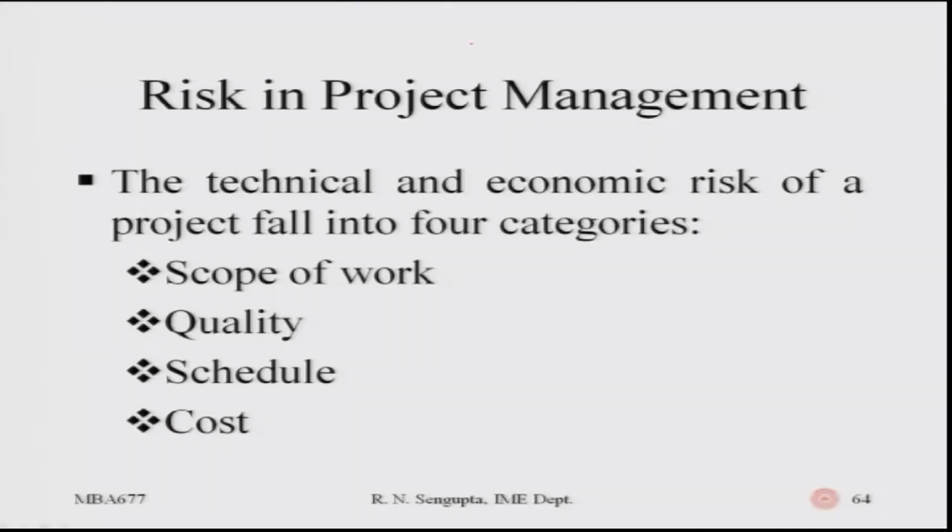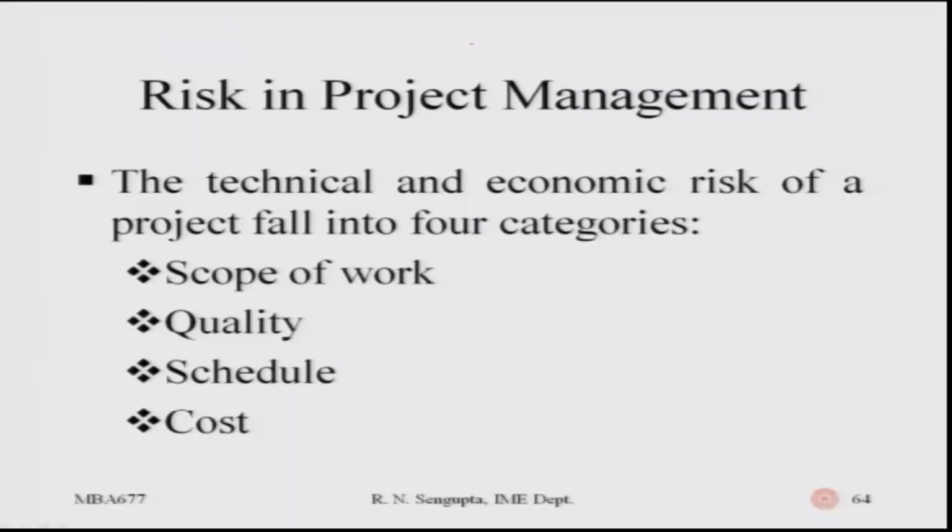So, the technical and economic risk of the project fell into 4 categories. Even though I gave a very simple, unsolved example, I first tried to inculcate some interest in the students; we will try to solve the problems later on. So, the 4 categories of the economic risk are the scope of the work, the quality of the work, the schedule, if there is over exceeding of the schedule time, and the cost.